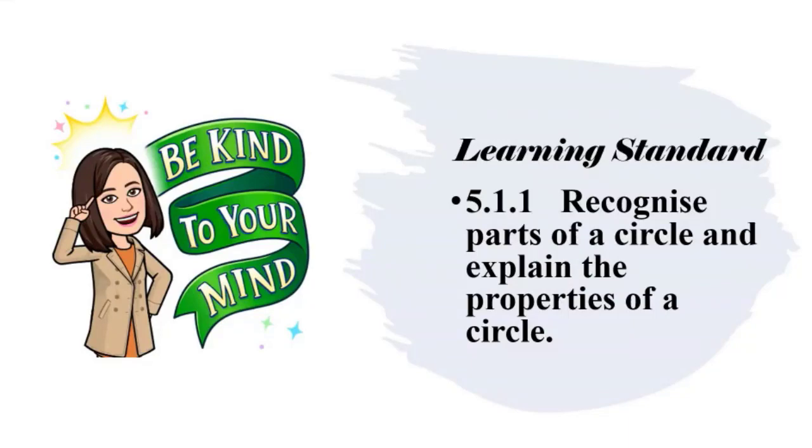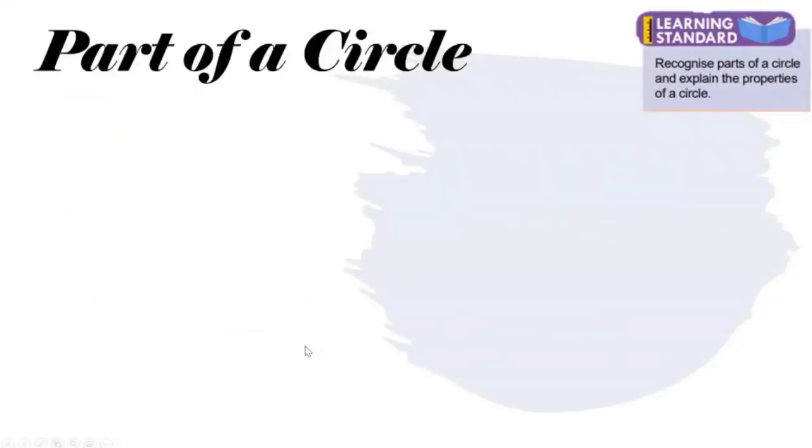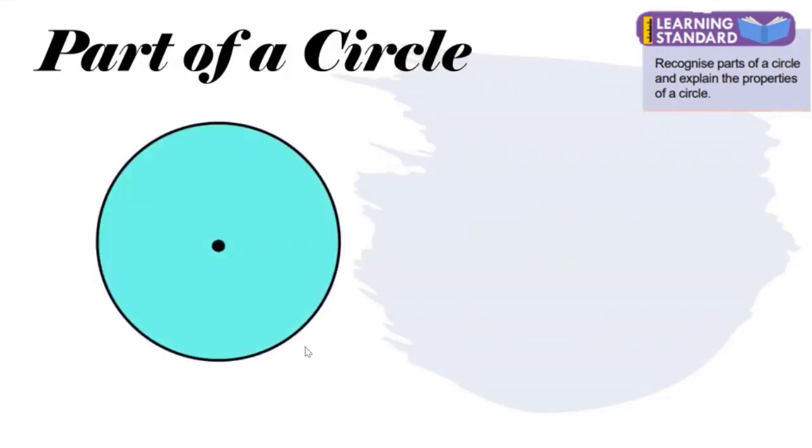Then can you recognize the parts of a circle? Okay, let's see the first part of a circle. So this is our learning standard. From here, this is a circle. The black dot. Anybody know what the black dot represents? The center of the circle. Yeah, center of the circle. Good. So this is a part of the circle, the center.